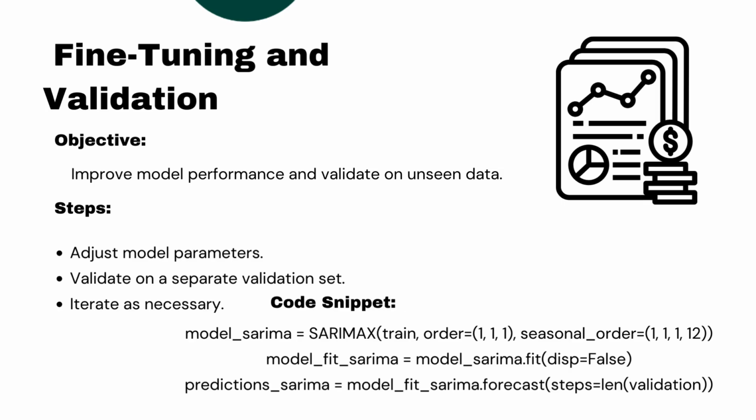To improve model performance and validate on unseen data, we're going to use fine-tuning and validation. To do that, we have to adjust model parameters, validate on separate validation sets, and iterate as necessary. Here is an example of code.